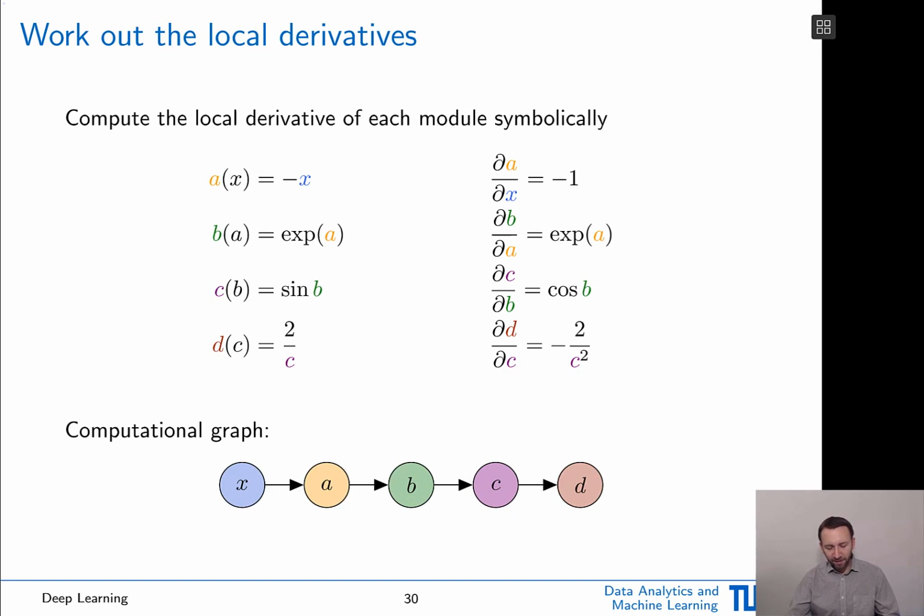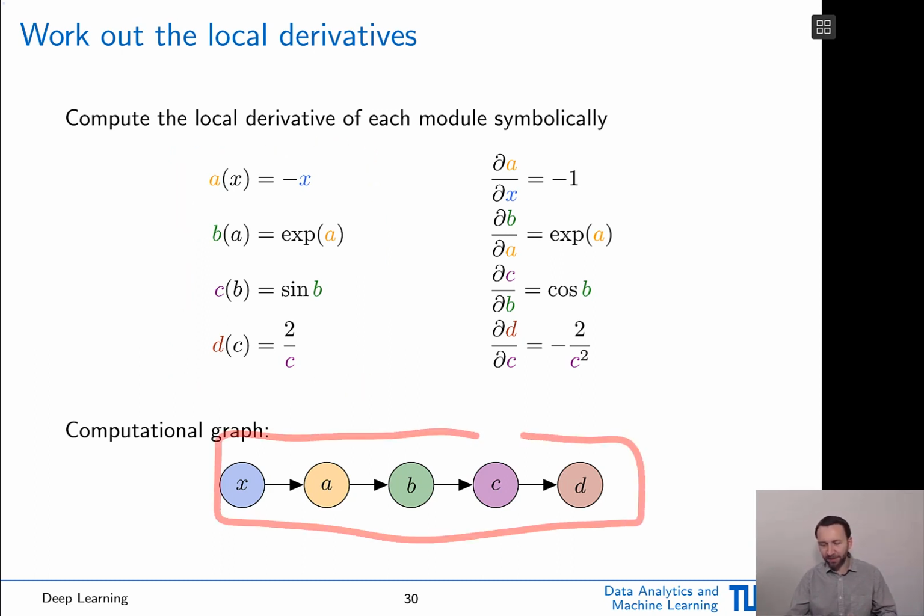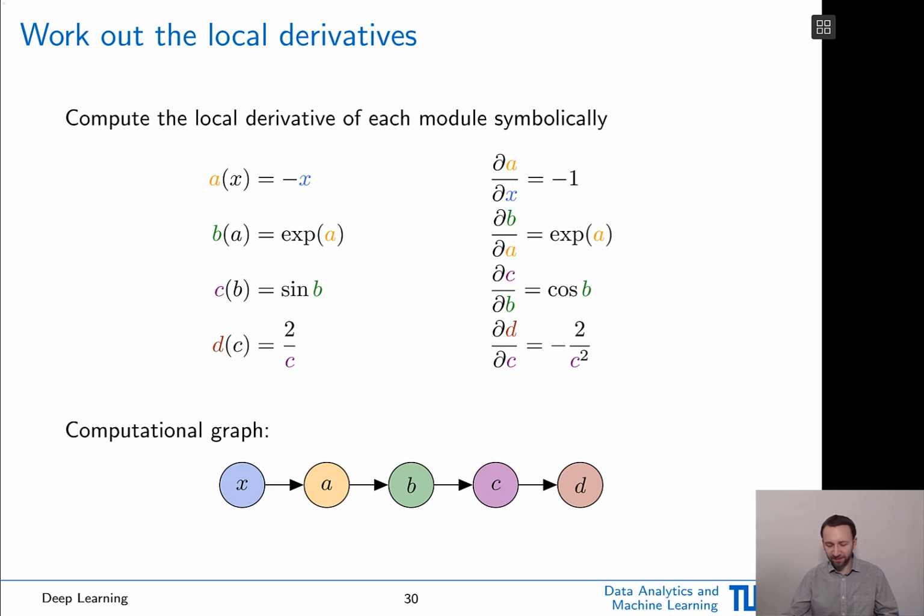So let's look at this. So set up the modules we did, right? So we have here defined our modules. These are the modules we want to use. And once we chain them up, we get our overall function. Okay, done. Second step, compute the local derivative symbolically. Okay, let's do this, right? That's super simple here, right? Because we have simple functions.